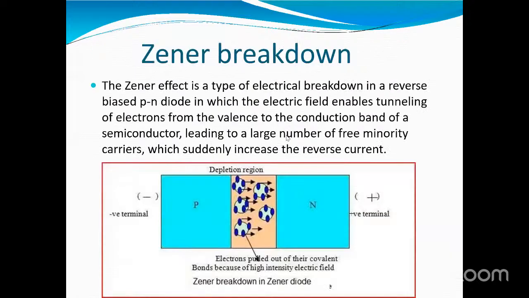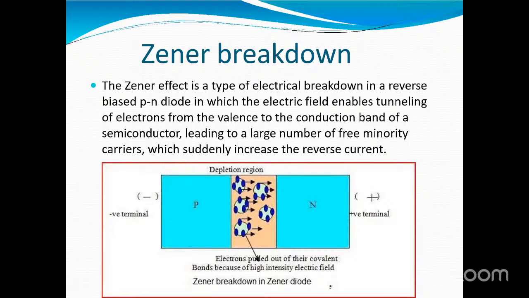Zener breakdown. The Zener effect is a type of electrical breakdown in a reverse-biased PN junction diode, in which the electric field enables tunneling of electrons from the valence band to the conduction band of a semiconductor, leading to a large number of free minority carriers. Minority, not majority, because the majority carriers are attracted towards the battery. Only minority carriers flow.